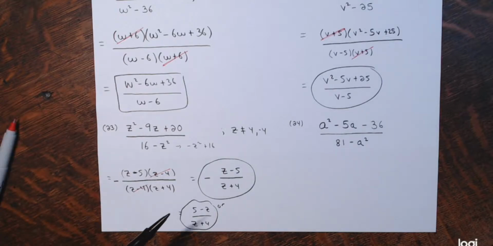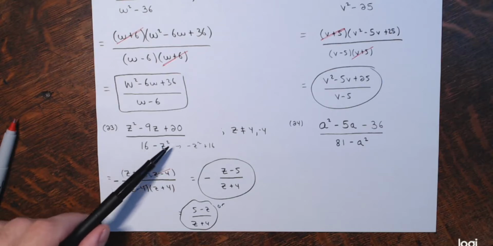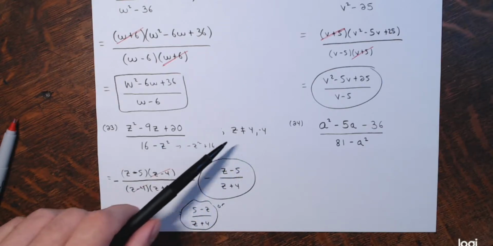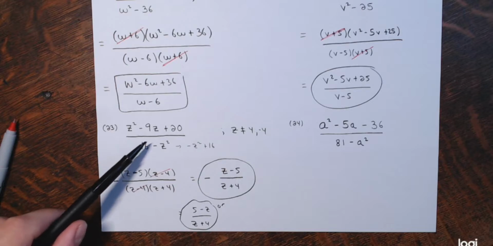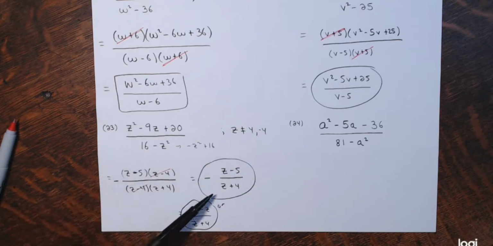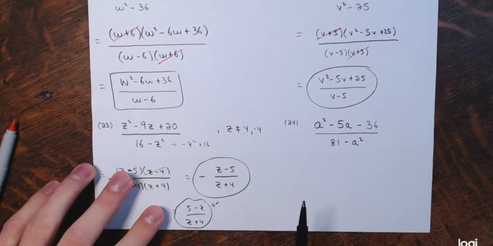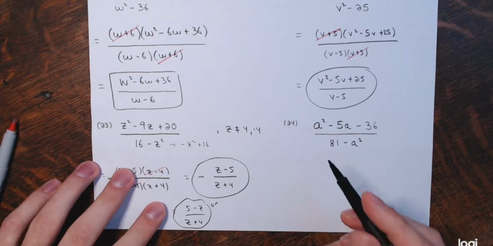Alright, and once again, test it out, try different values of z, as long as it's not 4 or negative 4. Replace z with anything you want except these two, and the value of the original fraction should be the same as the value of what I got at the end. And I'll leave it to you to do some practice testing some of that out.